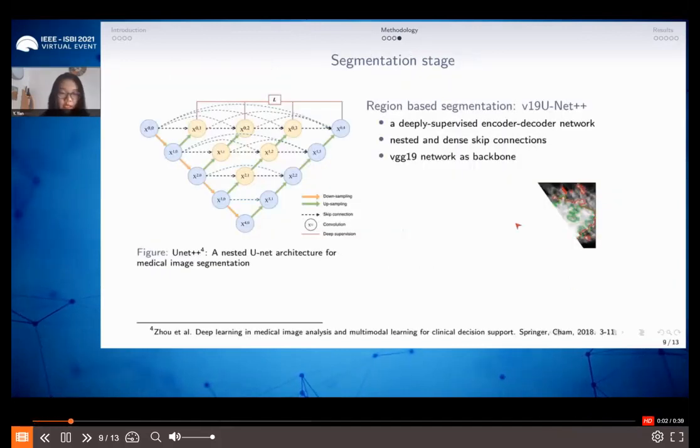Final detections are resized to 256 by 256 patches and fed into the segmentation stage. We implement a deep convolutional encoder-decoder architecture with nested and dense skip connections named UNet++. The architecture is derived from the standard UNet. We employ in practice the VGG19 as backbone for the encoder. The decoder is symmetrically designed, and the proposed mass segmentation architecture is referred to as V19 UNet++.